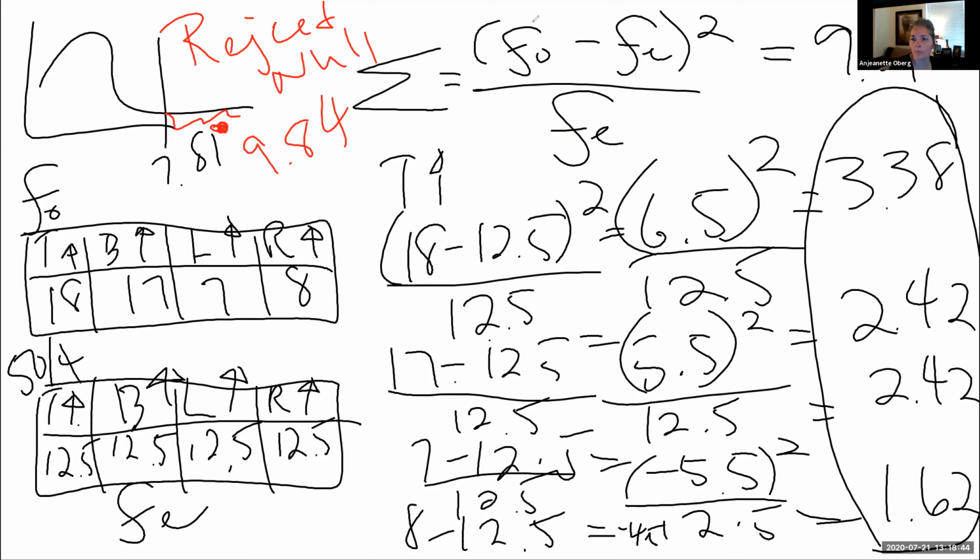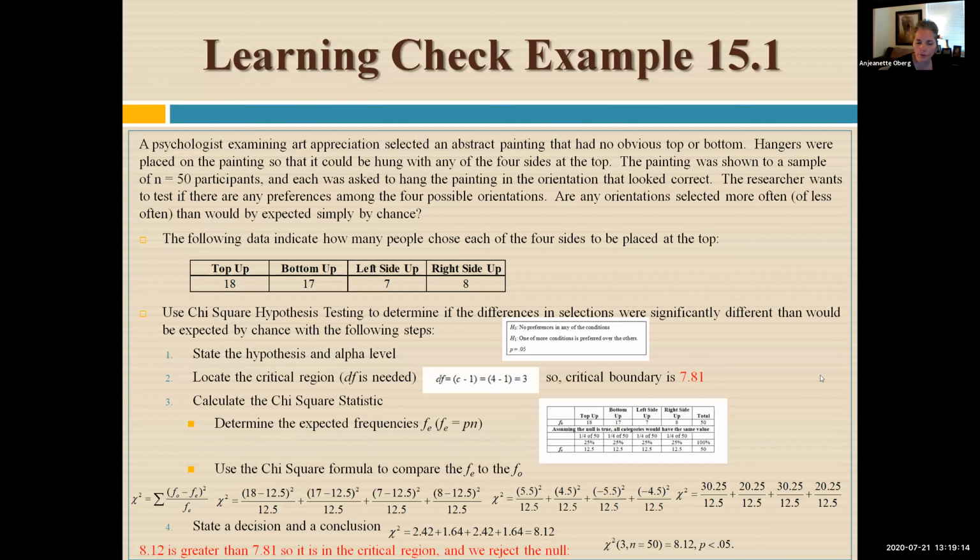And I'm going to report my chi-square equals 9.84. And I'm going to indicate my top up was the most preferred, followed by bottom up, then the right up, and finally the left up had the lowest preference in our observed sample. Make sense? Okay, so now let me go back to your lecture and we'll plug in the answers.